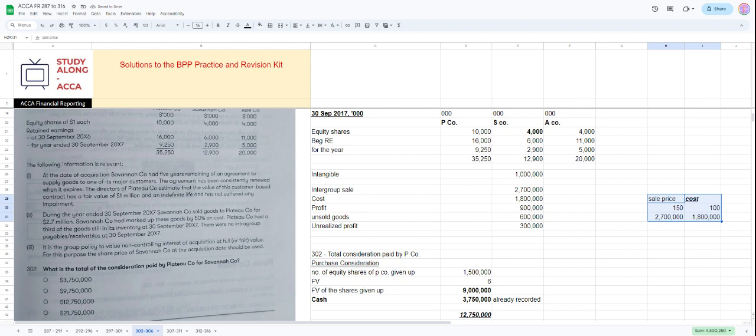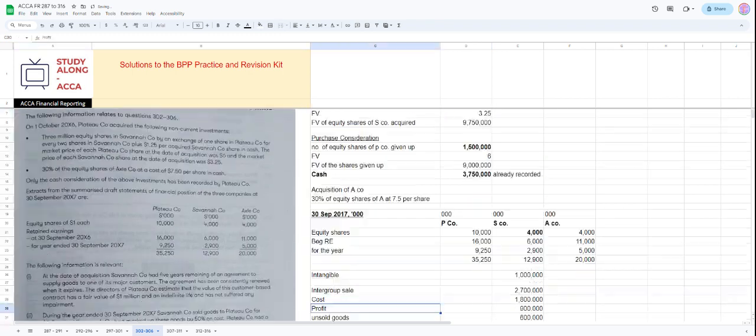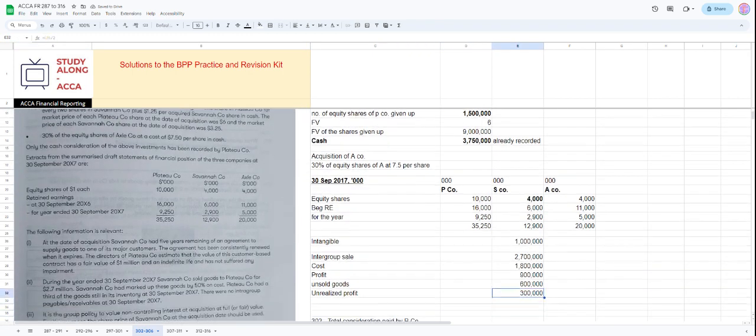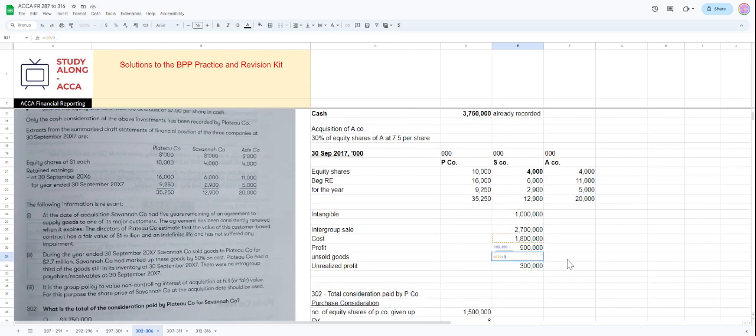Then we can do the reverse calculation also. They are saying 50% markup, 1.8 million multiplied by 50%, we are getting 900,000, and this plus 1.8 is 2.7 million. So this is the profit on the total. But then they are saying one third of the goods are unsold. So we divided 1.8 million by 3, we got 600,000. And then the unrealized profit we calculated because 50% is the markup. So out of 600,000, 300 is the markup. So 300 is unrealized profit.